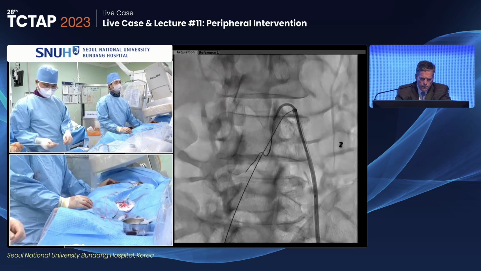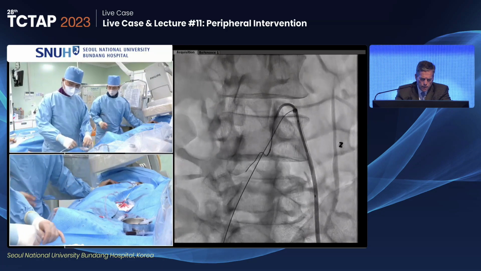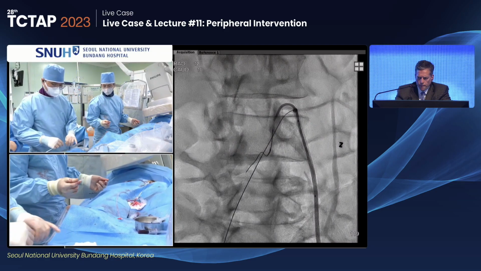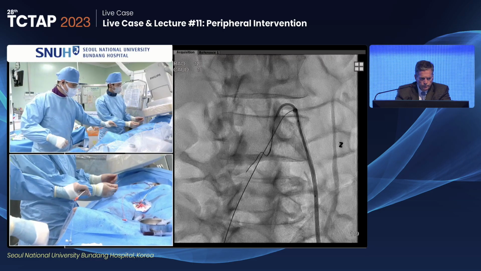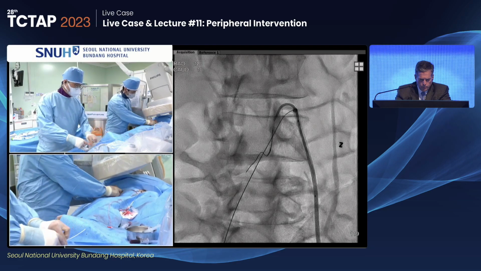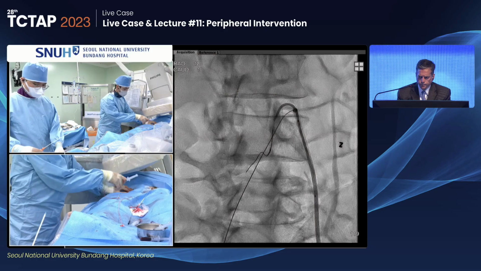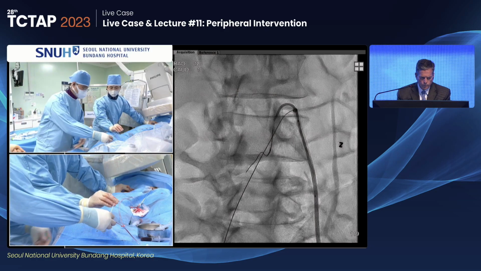Okay. So for the retrograde wire, I am changing the sheath to a bigger, longer one, and then I will introduce another support catheter inside. Now I'm changing the sheath.